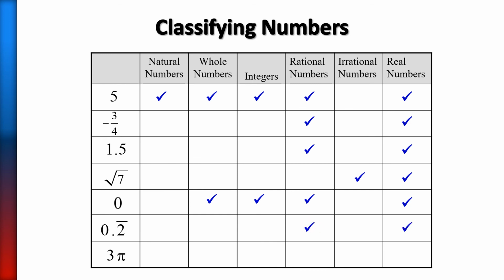Of course. Last one, 3 times pi. Anything associated with pi, remember, it's going to be what? Yes, irrational. But first, is it in the natural numbers? No. Whole numbers? No. Integers? No. Now, it's either rational or irrational. Remember, pi and everything associated with pi is going to be irrational. It's going to produce a number that goes on and on and on, and none of the digits are going to repeat themselves. And then all numbers fall under the real category. And there you have it, classifying numbers.